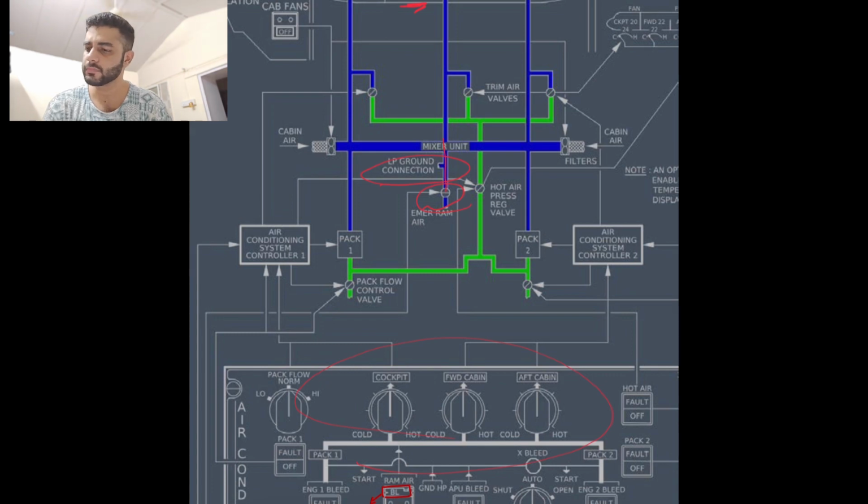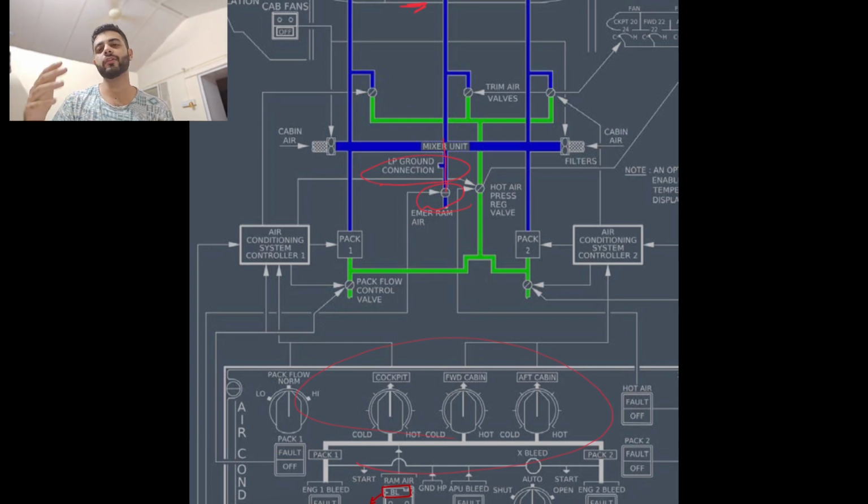So it'll come in case both your packs have failed or you have smoke. Why do you have smoke? The packs might have failed and the packs are supplying the smoke into the cockpit or the cabin. I keep on saying cockpit, in the cabin also. The idea is you don't want smoke continuously pumping in, right? So the packs get switched off and you start pumping fresh air from outside, and the outflow valve will open.